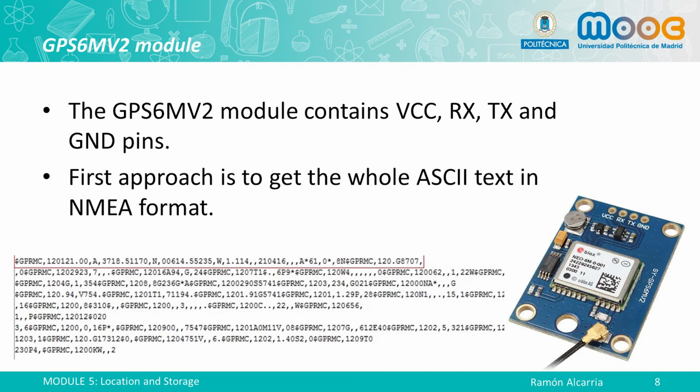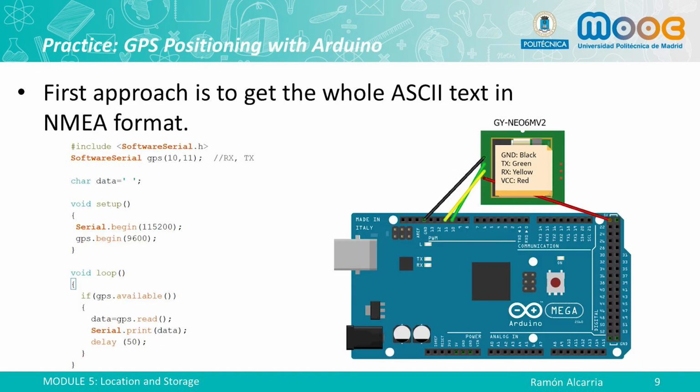Well, the first approach is to connect the module to our Arduino board in order to get the raw text. We have the power supply input, ground, and 2 transmission and reception pins. The ASCII text will appear in the serial monitor as shown. When you create a new serial connection, remember to specify the reception port as the first number, 10 in the example, and the transmission port as the second number, 11 in the example.